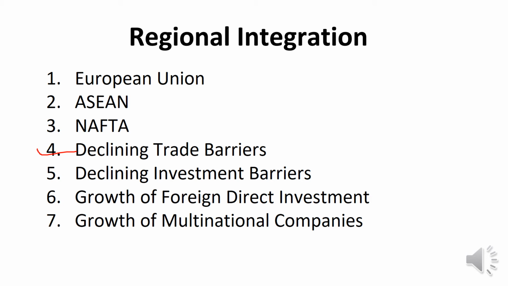Next one, decline of investment barriers. Global business firms invest capital in order to establish manufacturing and other facilities in foreign countries. Foreign governments impose barriers on foreign investment in order to protect domestic industry. But various countries have been removing these barriers on foreign direct investment in order to encourage the growth of global business.